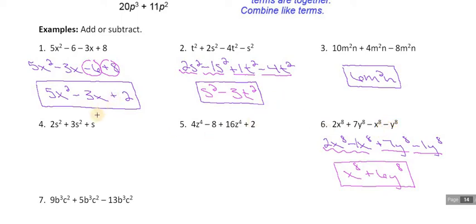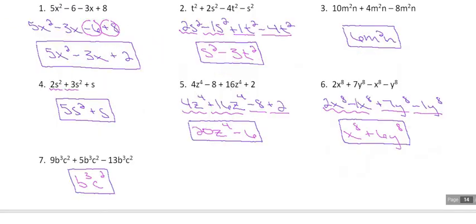And actually, I think I'll let you guys do numbers 4, 5, and 7. Use examples 1, 2, 3, and 6 as models. Rearrange, putting your like terms next to each other, making sure that you include the appropriate sign in front of each term. Take a minute to check your work here.